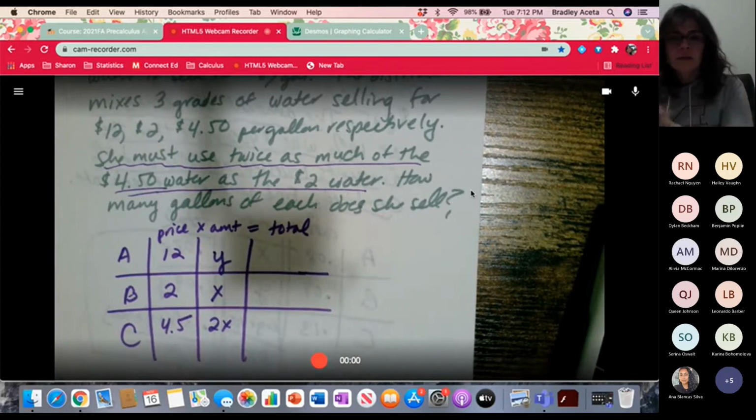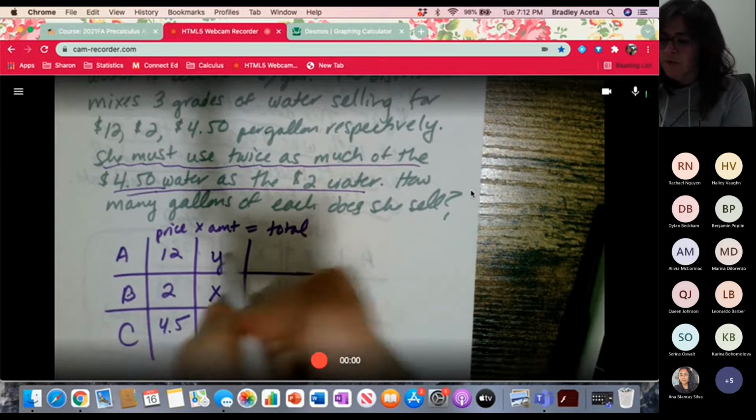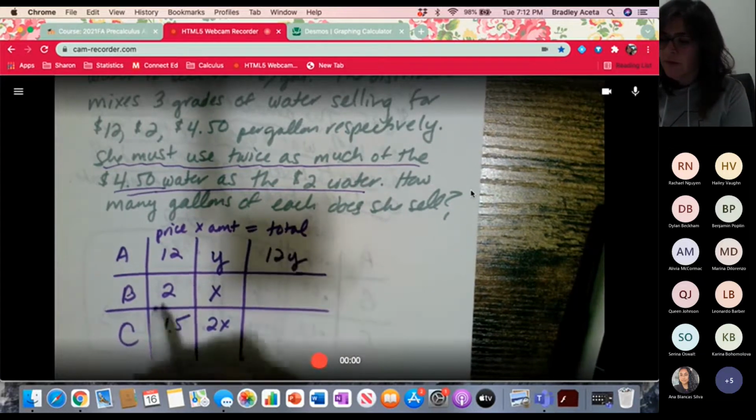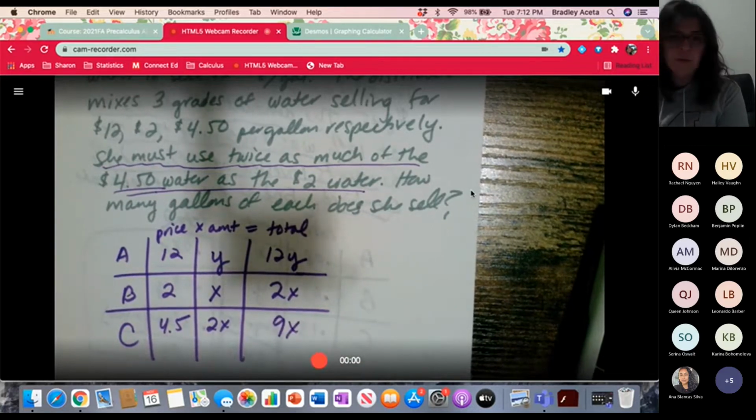All right, now multiply everything over. 12 times Y is 12Y. 2 times X is 2X. 4.50 times 2X is 9X.